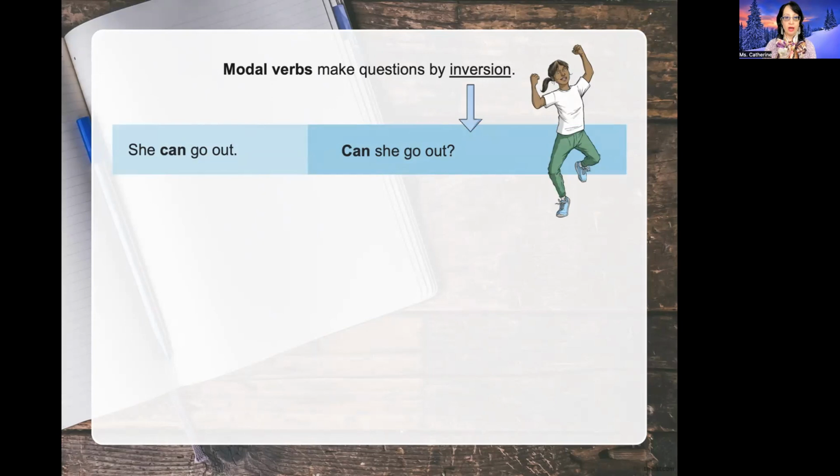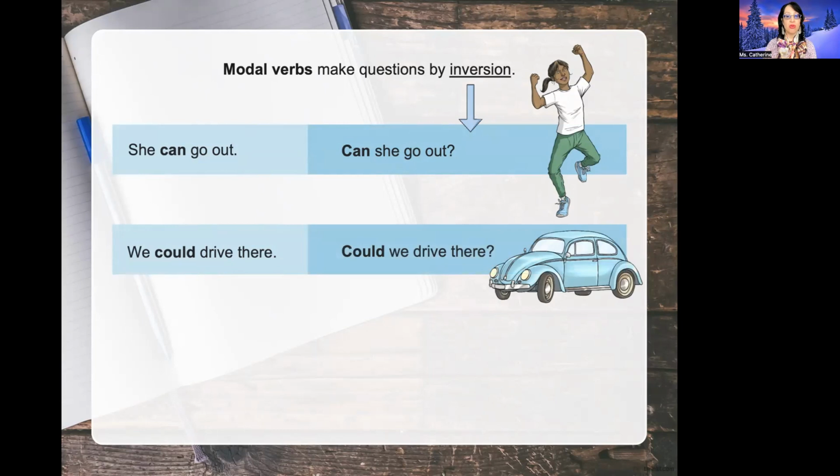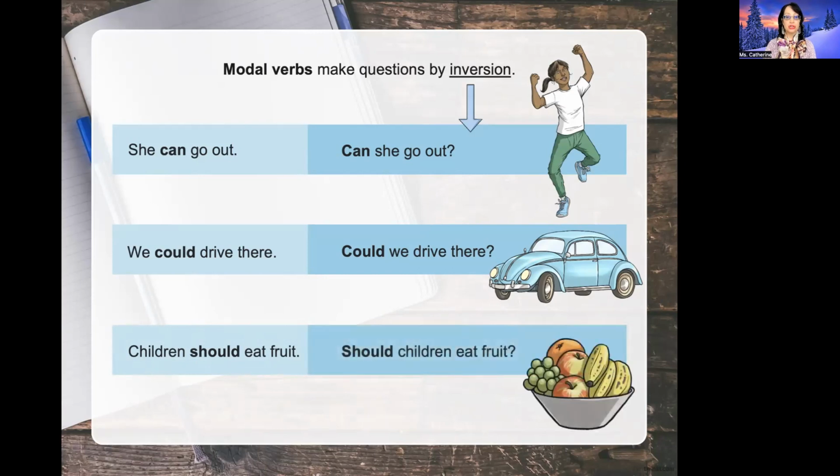Can she go out? How would we invert this statement? We could drive there and create a question. That's right. Could we drive there? What about this one? Children should eat fruit. How would we invert this statement into a question? That's right. Should children eat fruit?